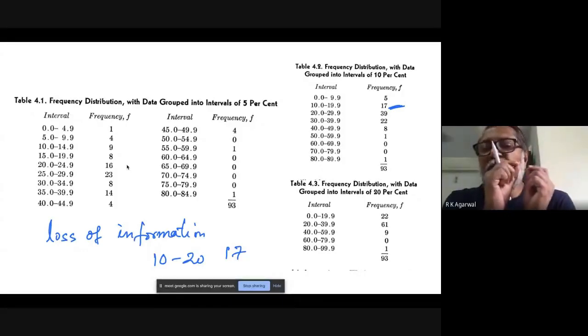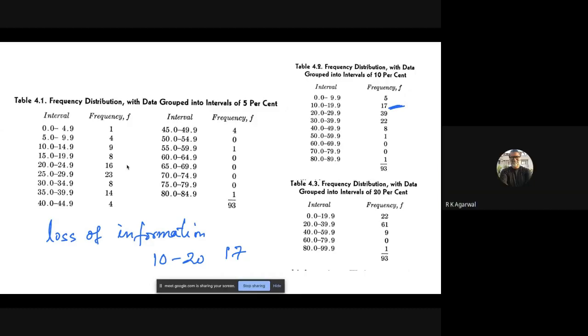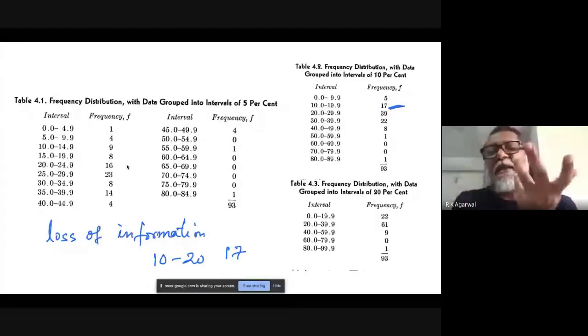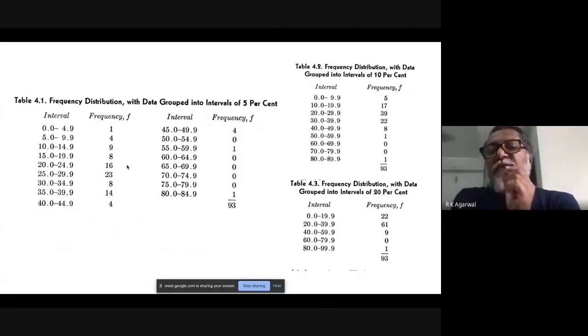But which municipality has exactly what voter turnout is no longer known to us. Can you actually guess what is the actual voter turnout of the first municipality which falls in this category among the 70 municipal districts? You cannot. All that you can say is that it is between 10 and 20%. So you have lost information in the sense that you no longer have actual information. You only have clubbed or classified information.